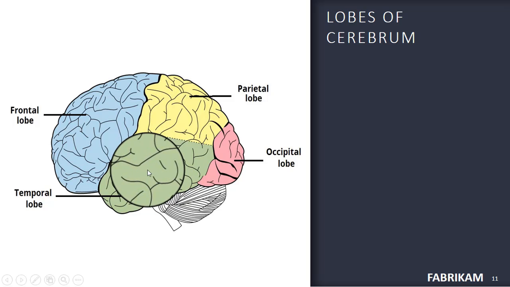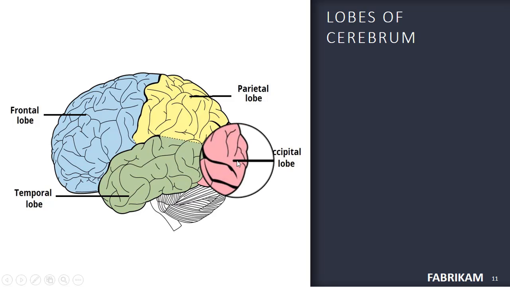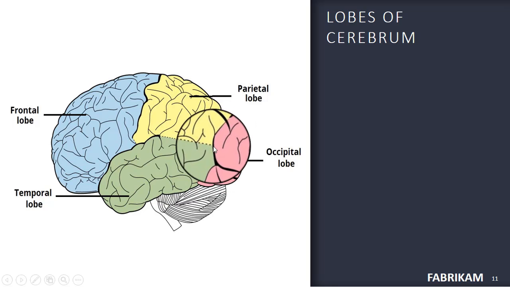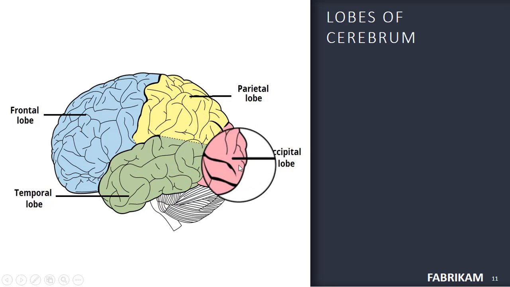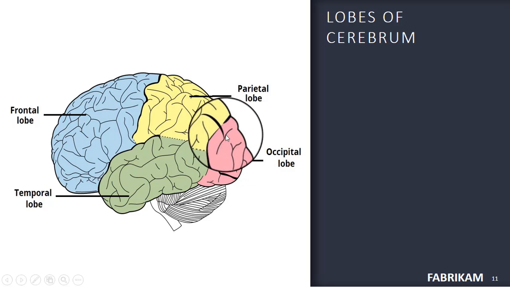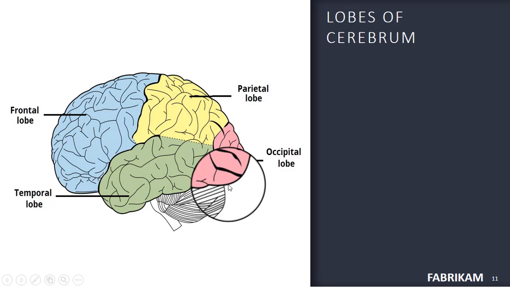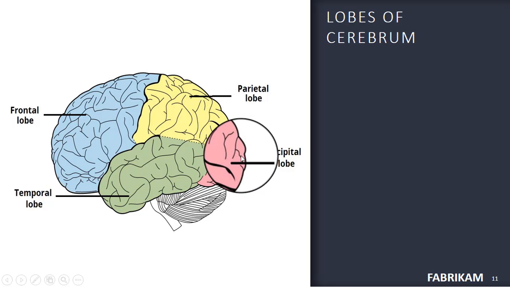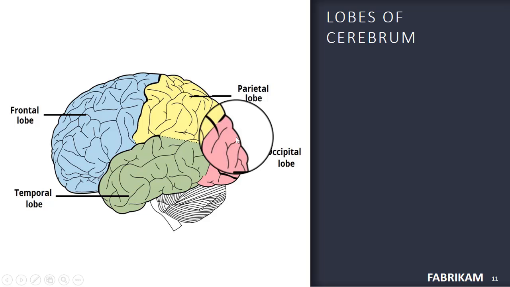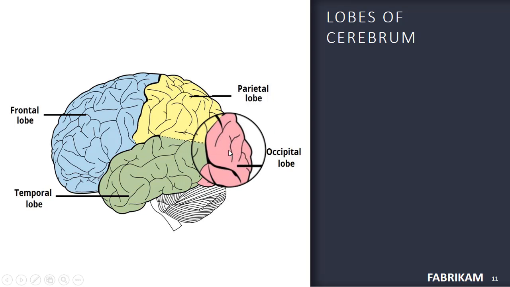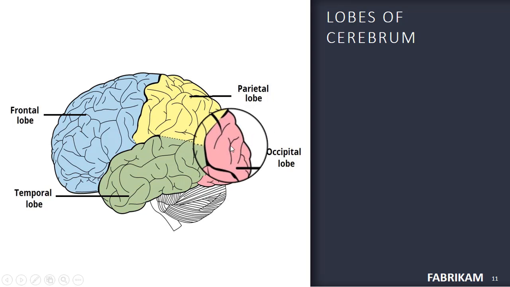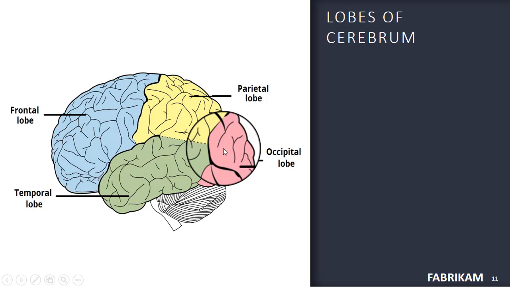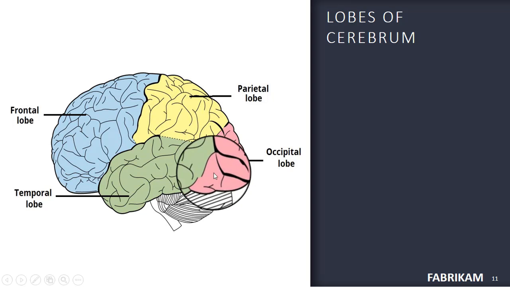Now the next and the last lobe, this pinkish one here on the screen, is the occipital lobe. Let's talk about it. The occipital lobe is the most posterior part of the cerebrum, which is situated below the occipital bone of the calvarium. Its inferior aspect rests upon the tentorium cerebelli, which segregates the cerebrum from the cerebellum.